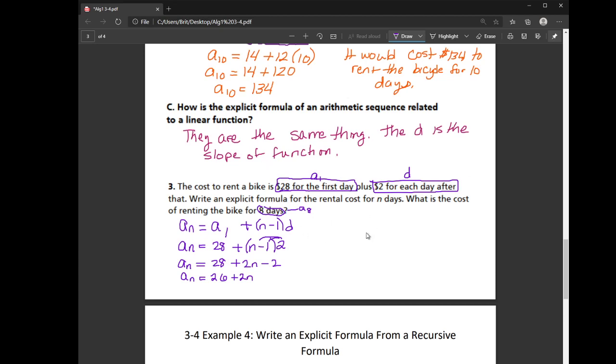So now the second part of the question is asking for a sub 8. So where the n's are, I'm replacing it with an 8. So I have a sub 8 equals 26 plus 2 times 8. So 2 times 8 is 16. Ugh, I didn't quick math this. 6 plus 6 is 12. Carry my 1. That gives me a 4 here. So it would cost $42 to rent for 8 days.